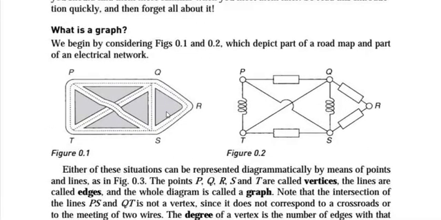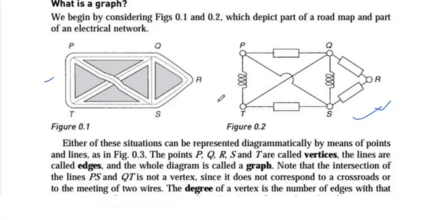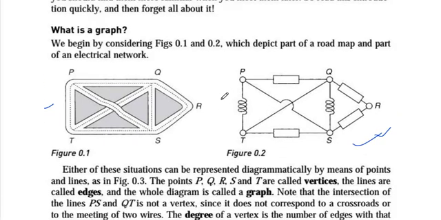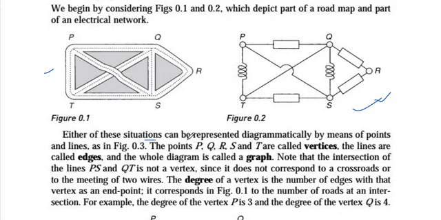Here we have two figures. One is a road network, this is a road network of P, Q, R, S, T, and this is an electrical circuit, an electric network of resistances. Either of these situations can be represented diagrammatically by means of points and lines.